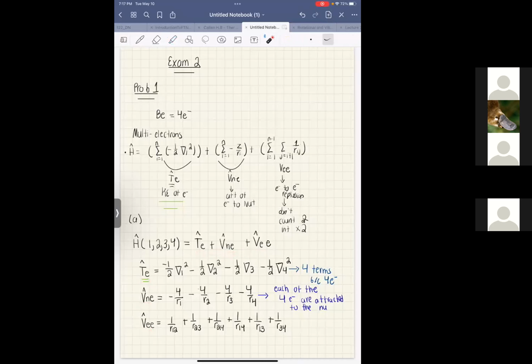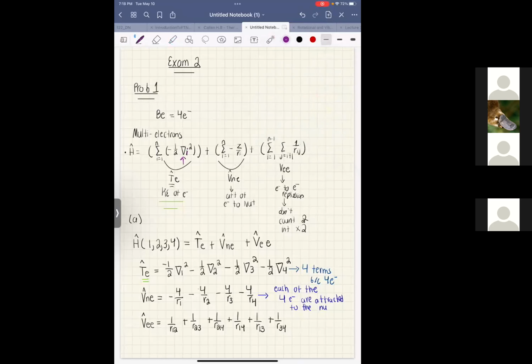So for the first part, we have the kinetic energy of the electrons. Since there's 4 electrons, we're going to have 4 terms, each with the Laplacian squared. I forgot to put a squared here. And that's the kinetic energy of each electron, and this is shown by this equation here.